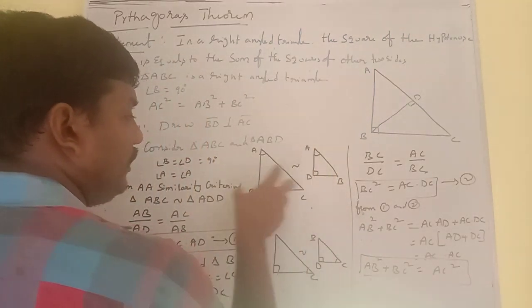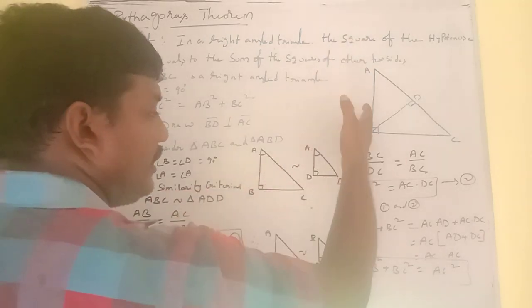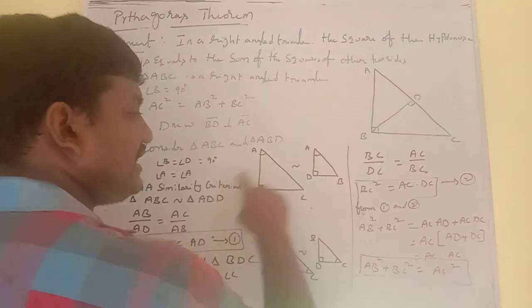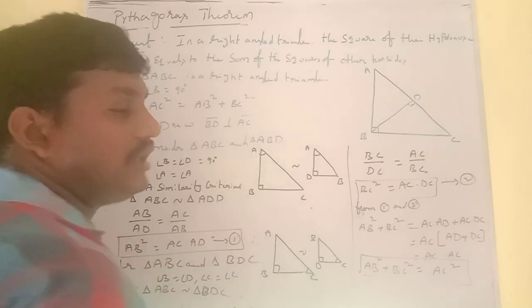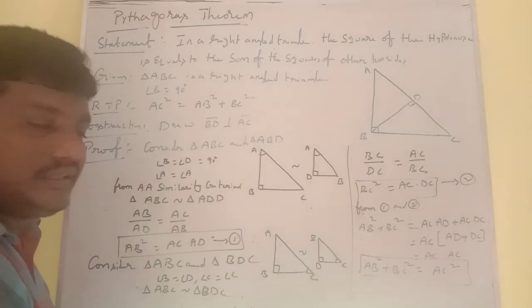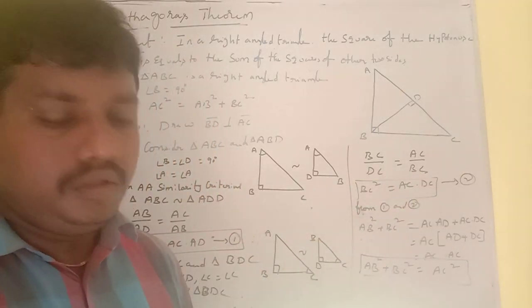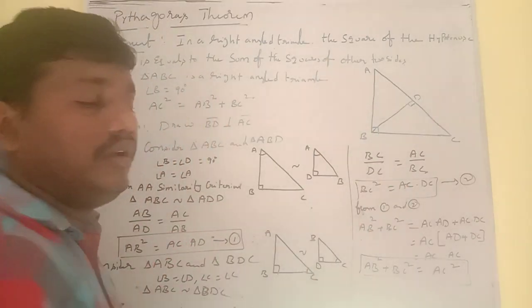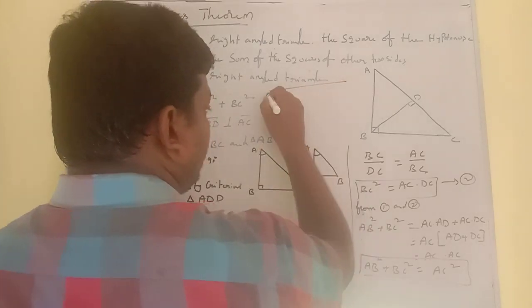Now we have to compare these two triangles. While comparing these two triangles, we are getting AB here and AB also there. That means opposite side and hypotenuse comparison, and this is adjacent side and hypotenuse comparison. Then we may get two equations, that is AB square equals AC into AD and BC square equals AC into CD. So simply by observing this diagram we can write these statements. For our better understanding I am telling this one.